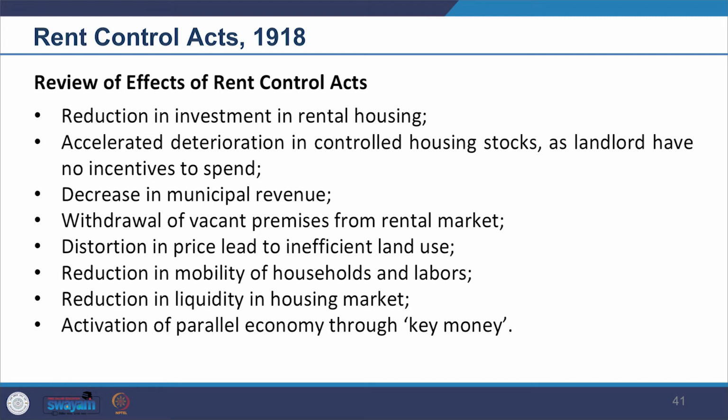Furthermore, the reviewers also show that there was reduction in the mobility of households and laborers. Further, we see reduction in liquidity in household marketing. Then there was also activation of parallel economy through key money.